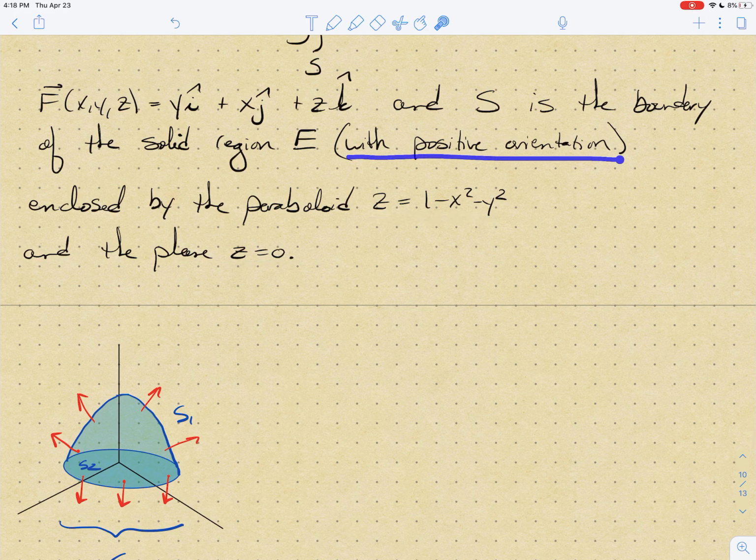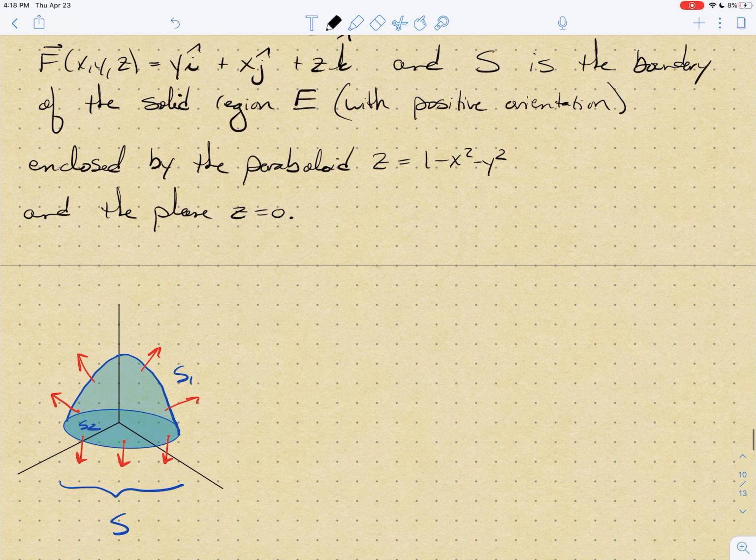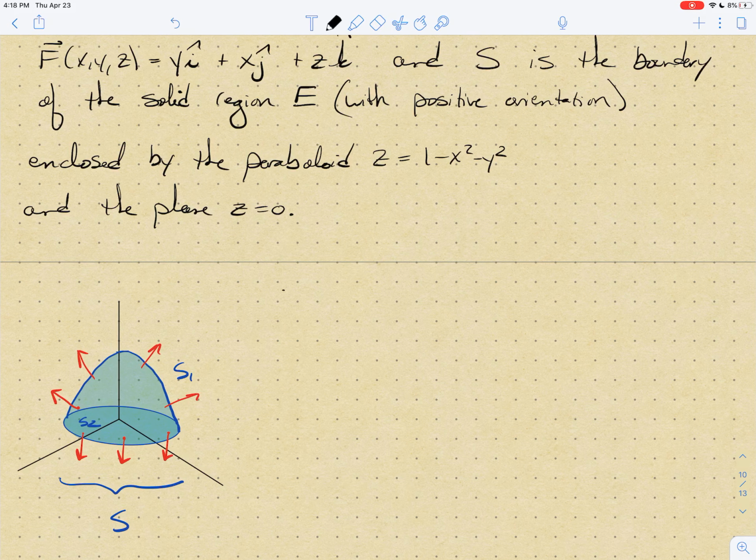It's closed, but we're told it has positive orientation. And so that means we want the normal vectors to point out of S, not into S. So the orientation looks like this. If it had negative orientation, then they would all point in like this. That's not what we want. We want to go out. So that's the game.